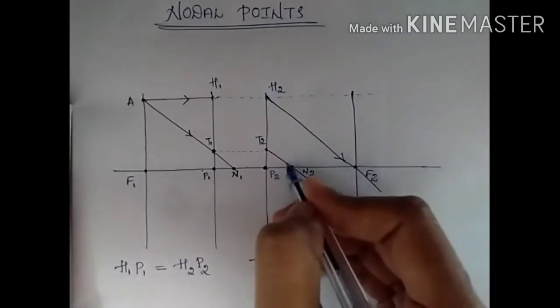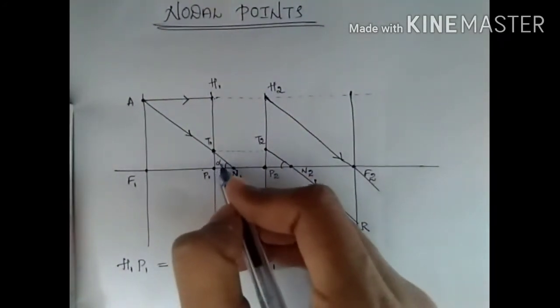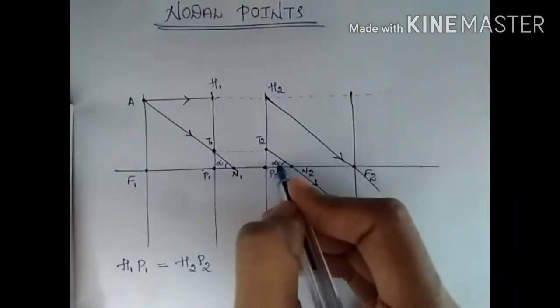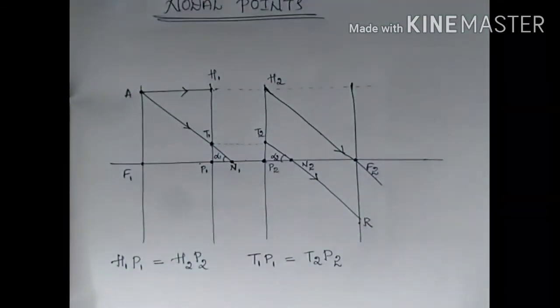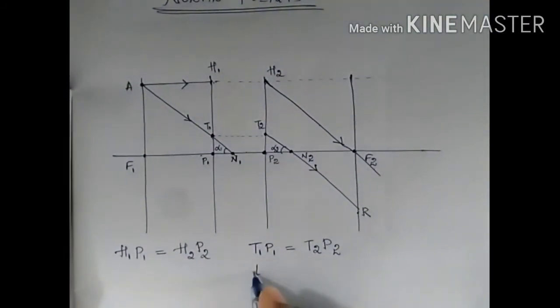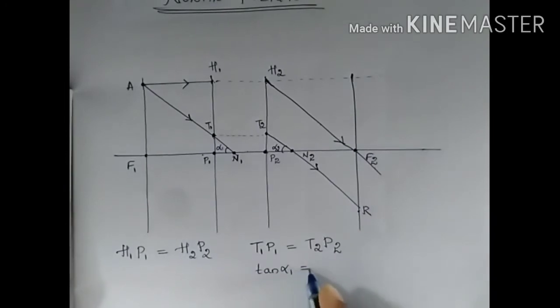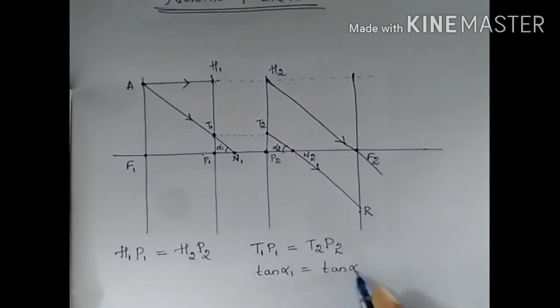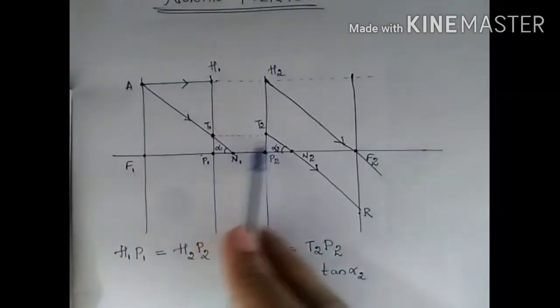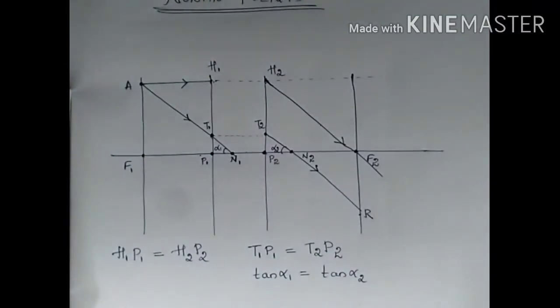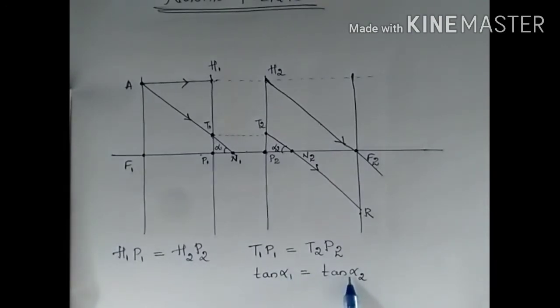So if there is an angle here, alpha 1 and alpha 2, then from the diagram we can say that tan of alpha 1 is equals to tan of alpha 2. Why? Because these two rays are parallel to each other, so the angles will be equal. So tan of alpha 1 is equals to tan of alpha 2.